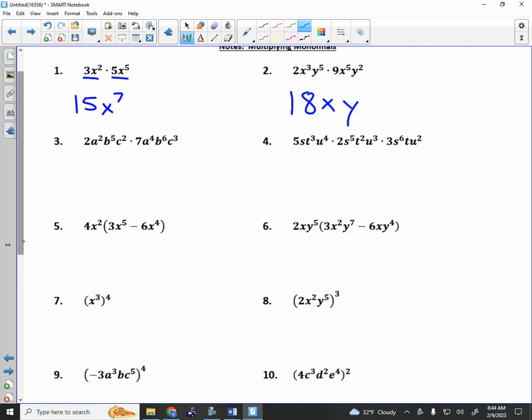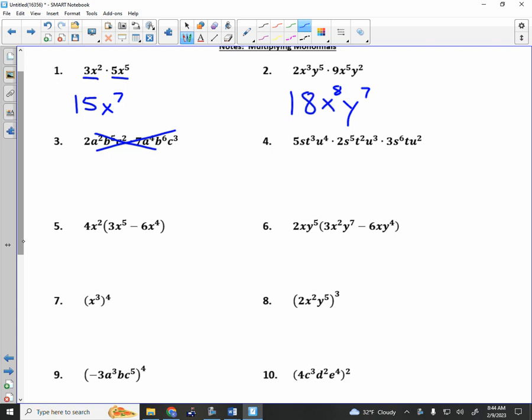And you should have 18 and then x and y. It's going to be x to what power? X to what power? 8 and y to the 7th. We'll skip number 3 and go straight to number 4.